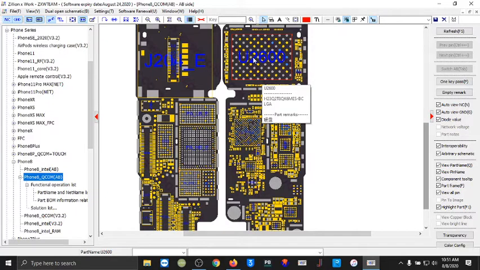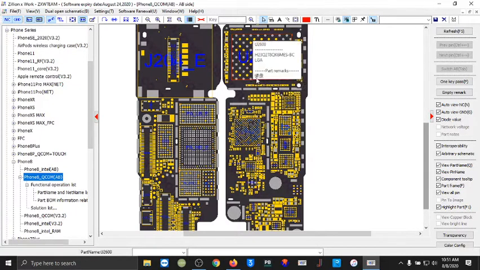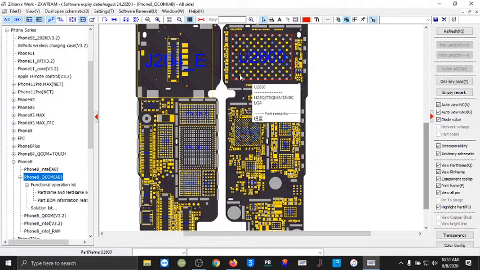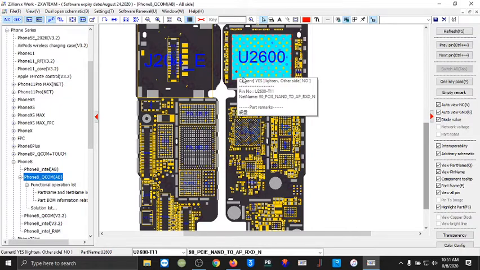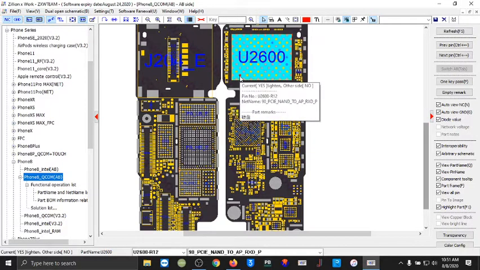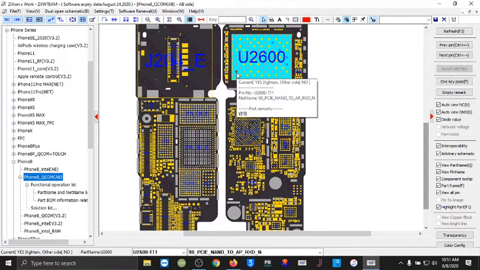So I removed the NAND. When I removed it, all the pads on my board were good except for two. This one, which is the positive line for the PCIe NAND to the AP, and then the negative line. These two pads were missing, so I ran a couple of traces.